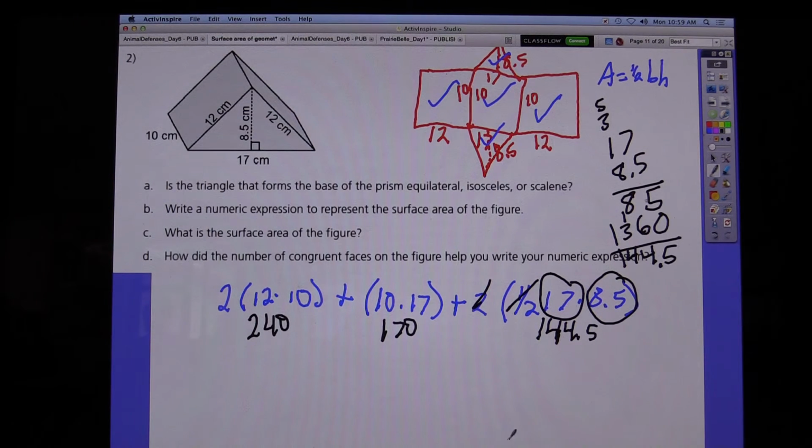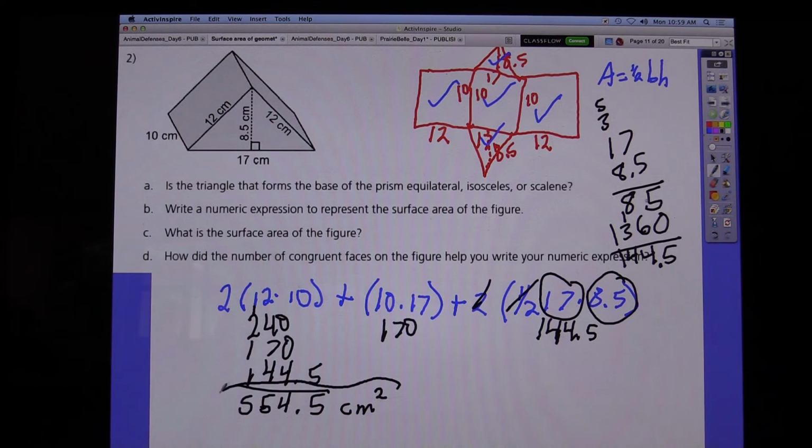Now I just have to add all that together. And I can add that together pretty easily. I'll just start over here. 144.5. Now it's understood there's a decimal point here and 0, 0, so I'll put a 5 here, my decimal here. 1, 3, 4, 5. So I got 554.5 centimeters, and we're dealing with surface area, so that's going to be square. So the answer for this problem is 554 and 5/10 centimeters squared.